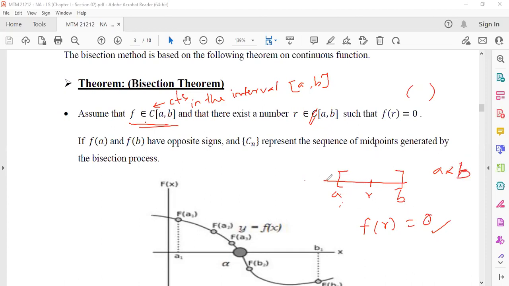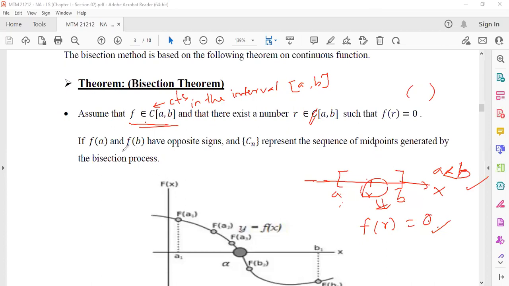On the number line of x, if you take this interval [a, b], a is always less than b, no? So if you find one r, we're going to talk about this r again. If you substitute that r into the function, you will get 0. Then it continues, it's not yet finished.